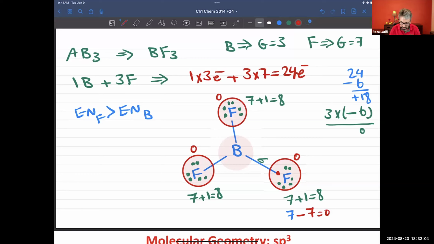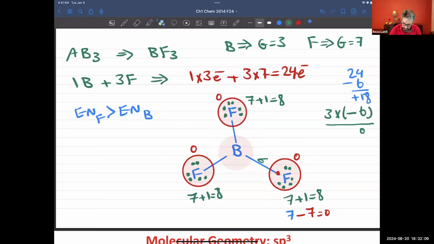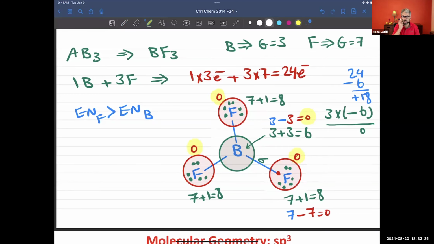How about our central atom? If you draw a circle around it, you see you have only 3 electrons inside the circle. So I go 3 plus 3 sigma bonds, it will be 6. It's not active. How about the formal charge for it? Boron is a group 3, minus, I see 3 electrons around it, so it will be 0. Let's highlight the formal charges, 0, 0, 0. And that one also 0. Yes, our central atom is not active, but all the formal charges are equal to 0.